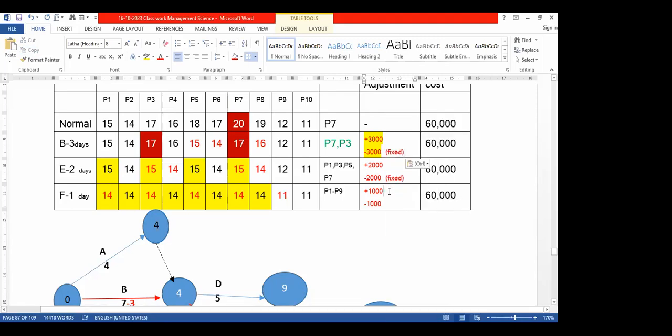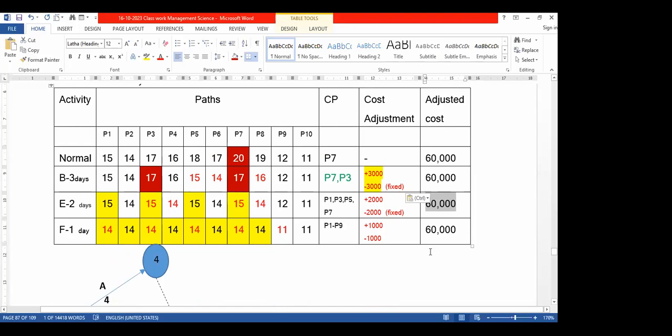Yes, sir. Okay. And this is also fixed cost. This is the activity variable cost, direct cost. So by reducing 2 days, the cost increased by 2000. The project duration reduced by 2 days. Therefore, fixed cost reduced by 1000 into 2 days. So there is no adjustment in the final cost.